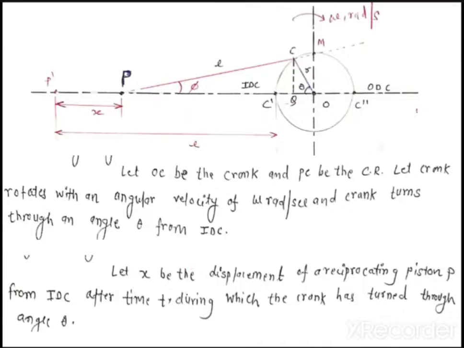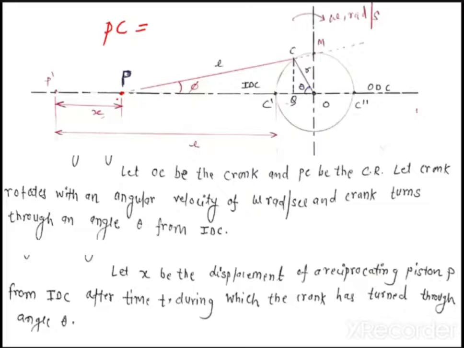Then let x be the displacement of a reciprocating piston P. Let x mean what? When the crank has turned at an angle theta, this connecting rod PC will reciprocate. So this is connected to the piston. This piston will also reciprocate, means what? There will be the piston displacement inside the engine cylinder.